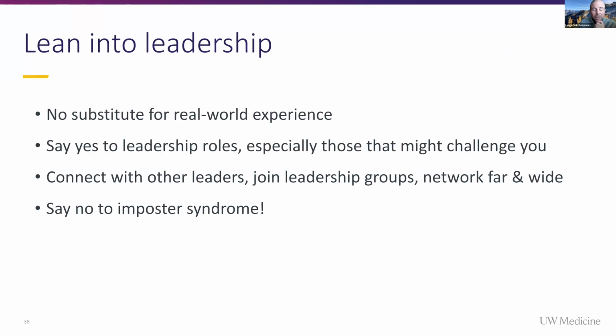Leaning into leadership, I think there's really no substitute for real world experience. I've talked with some of you about this before, but when there are leadership roles, take them, try them, say yes. And if it's a bit of a stretch or a challenge, that's great.